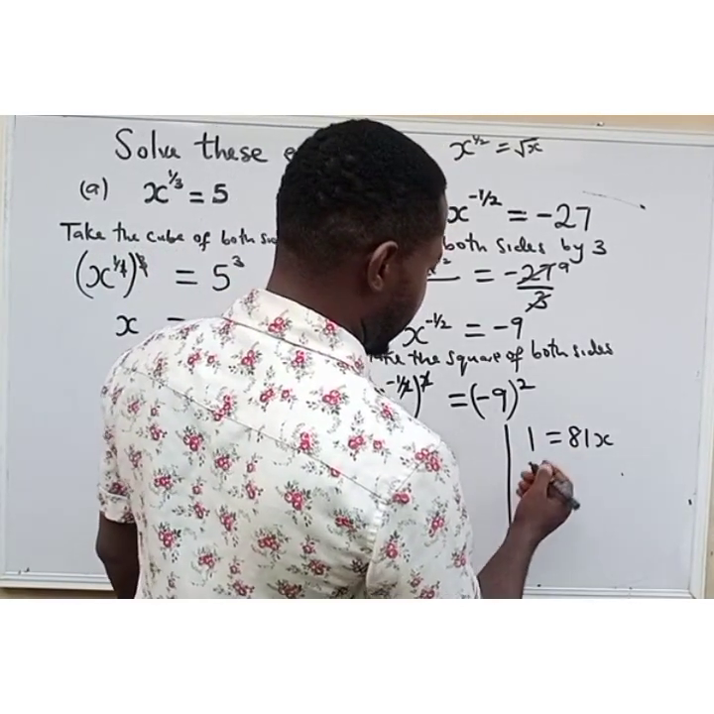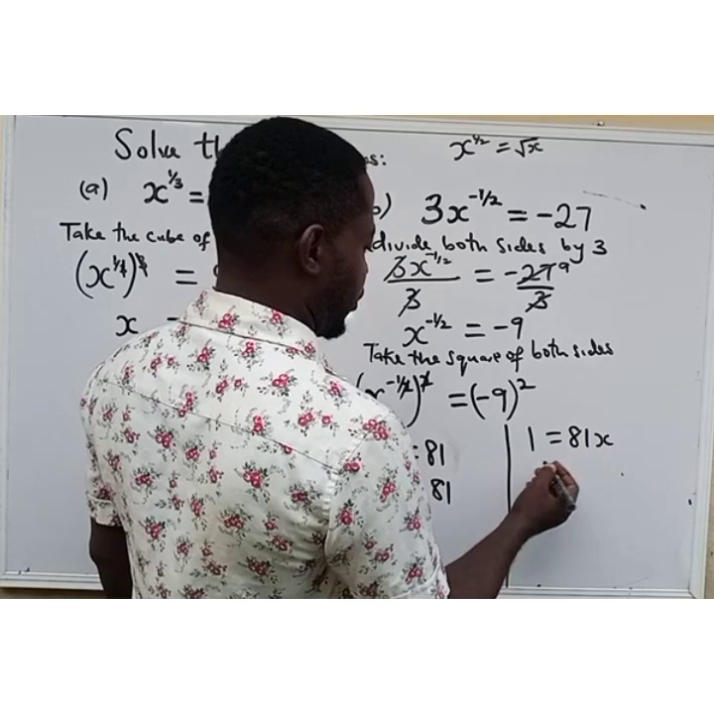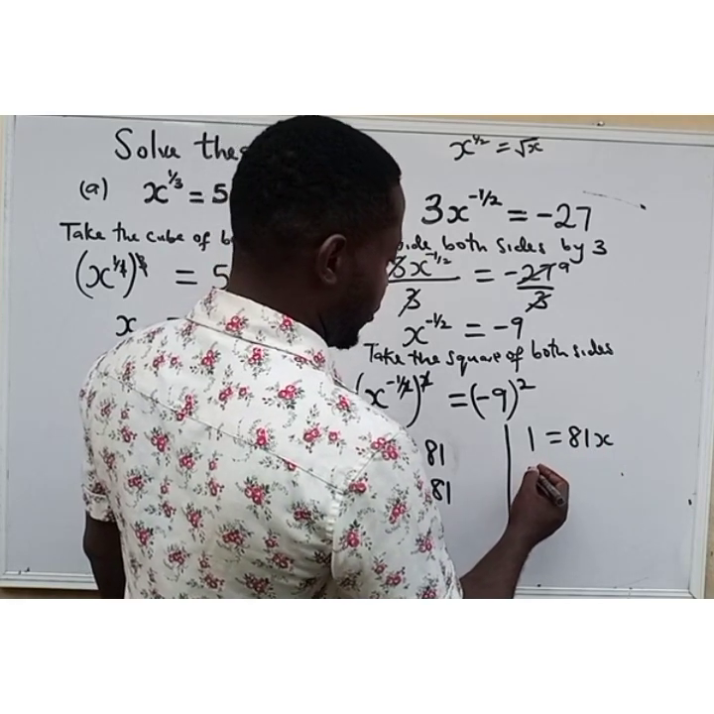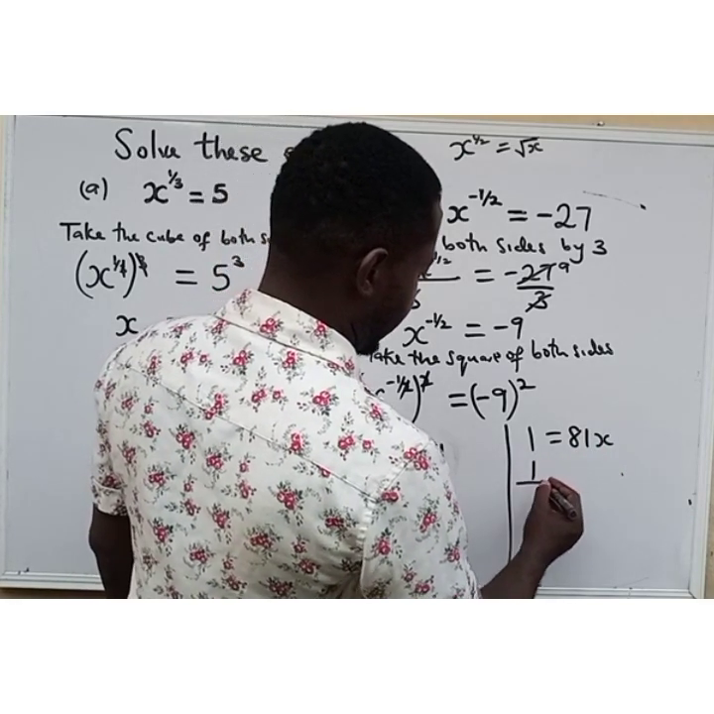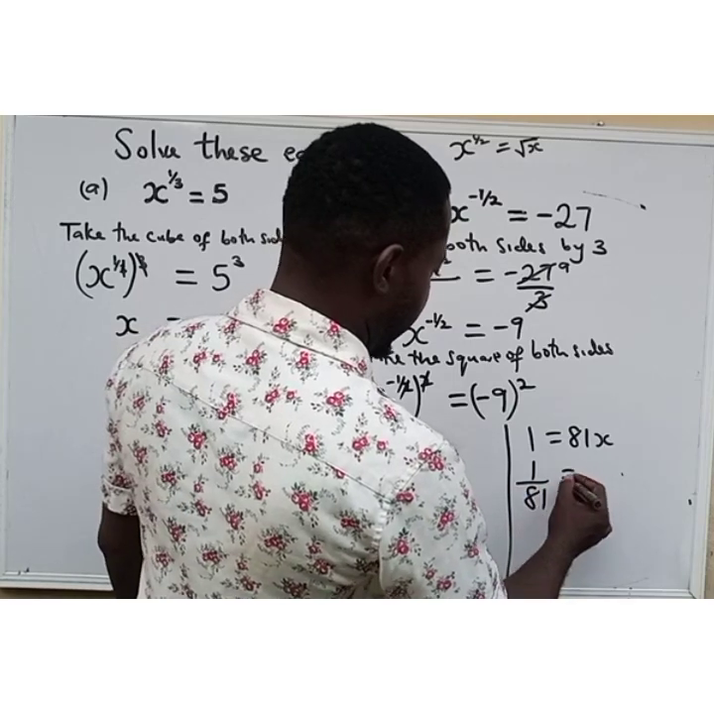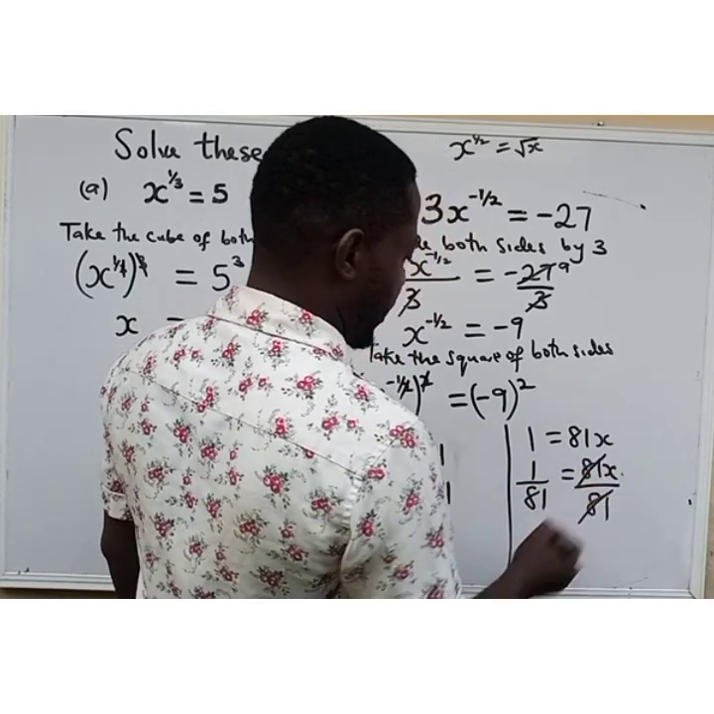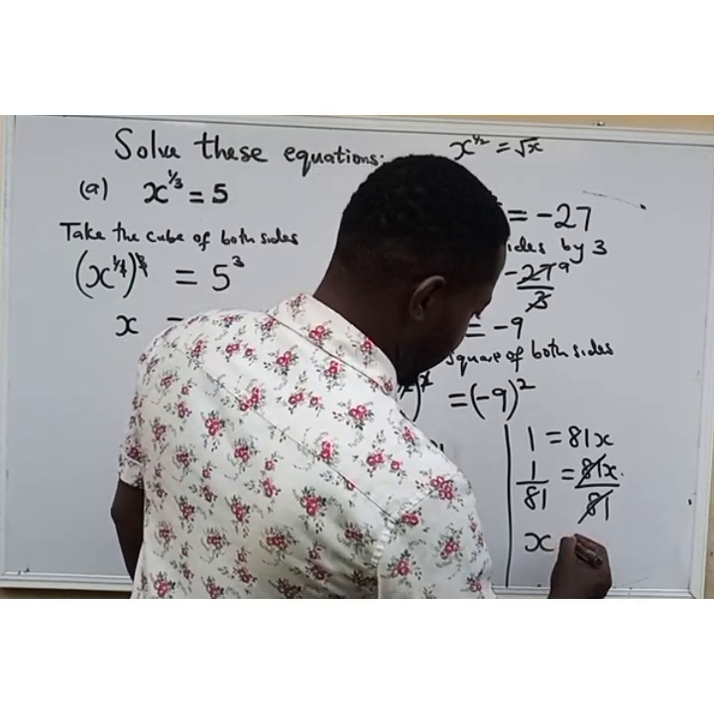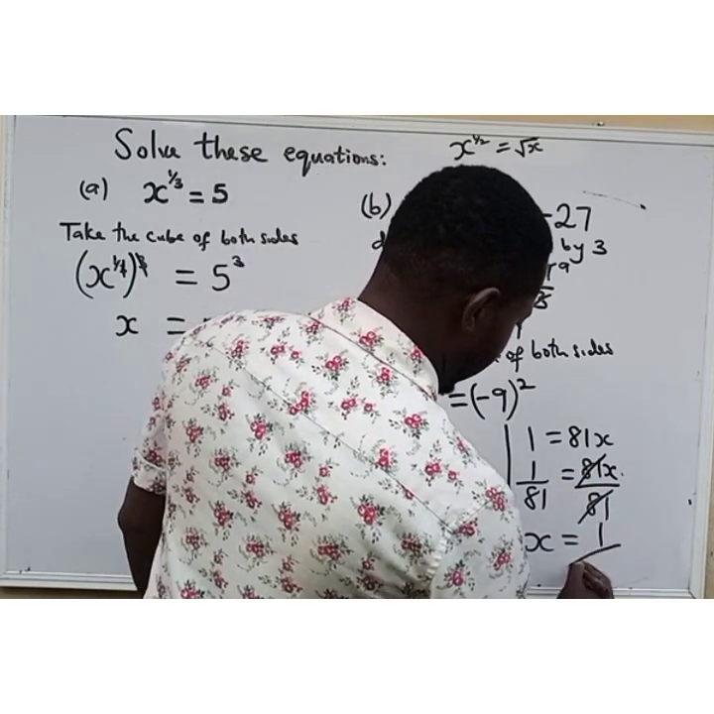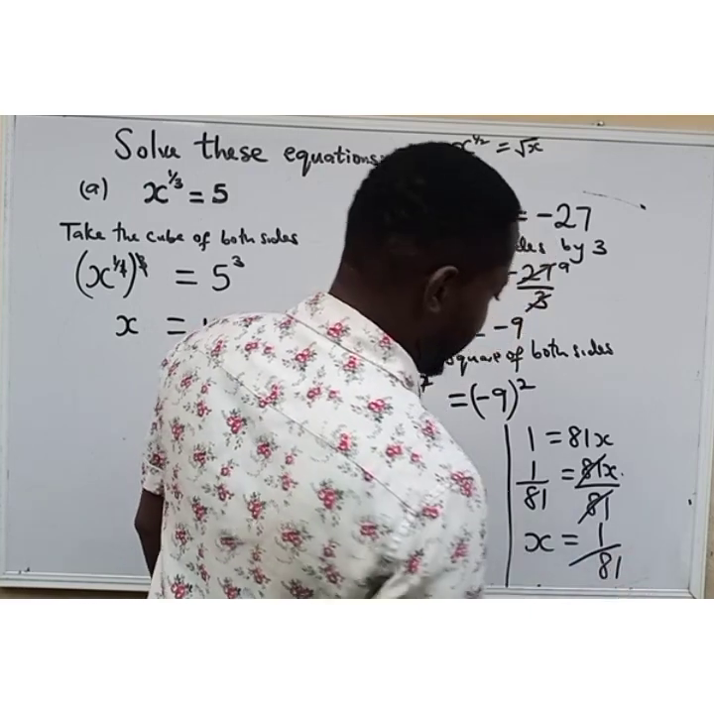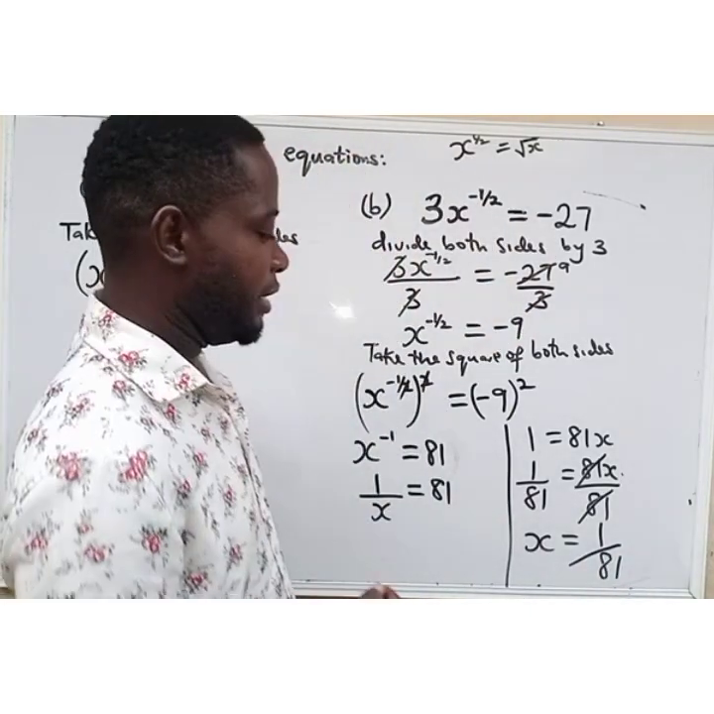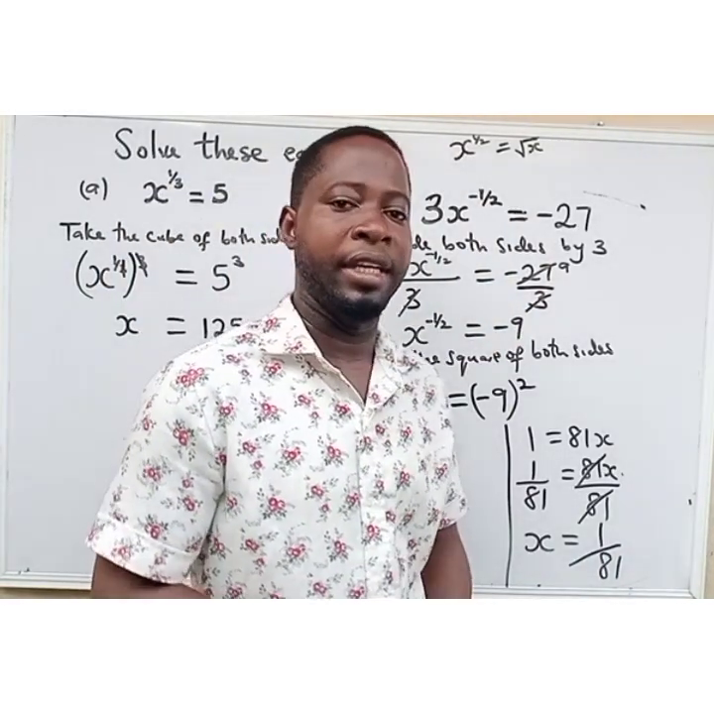What is the coefficient of x here? The coefficient of x is 81. So I'm going to divide both sides by 81. I'm going to have 1 all over 81 equals 81x all over 81. 81 cancels 81. Then I will be left with 1 all over 81 as my final answer. So the final answer is x equals 1 all over 81.